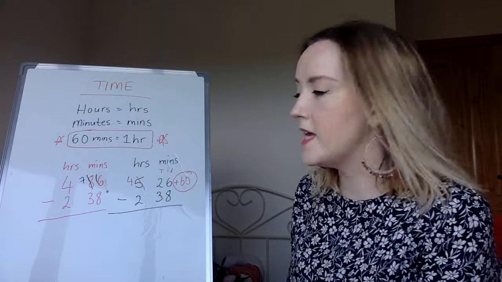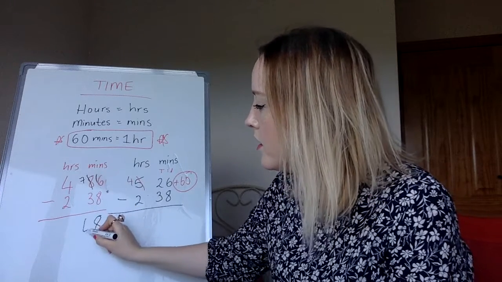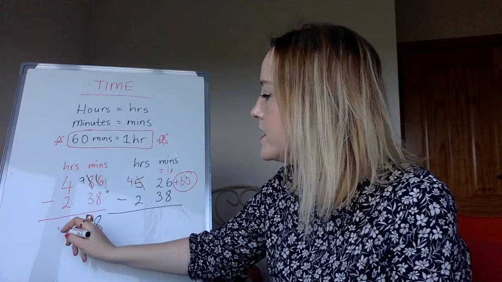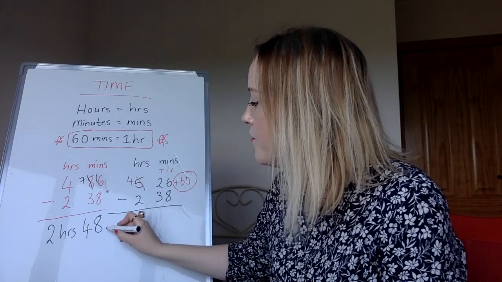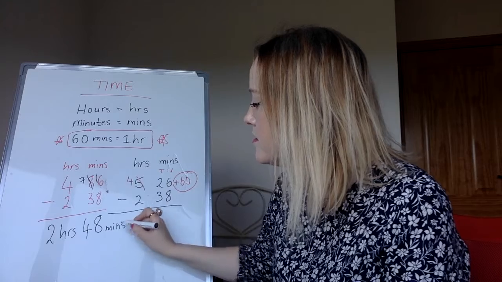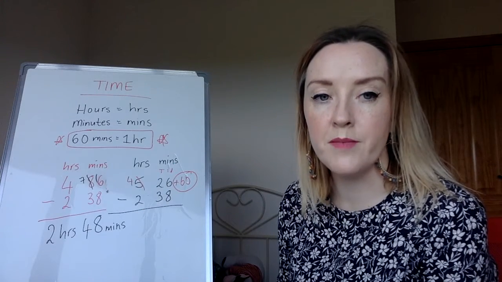So 16 minus 8 is 8. 7 minus 3 is 4. And 4 minus 2 is 2. I'm going to put in my measurements, 2 hours, 48 minutes. So there's my answer, 2 hours, 48 minutes.